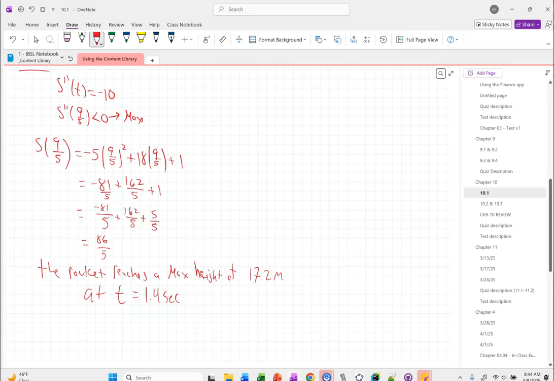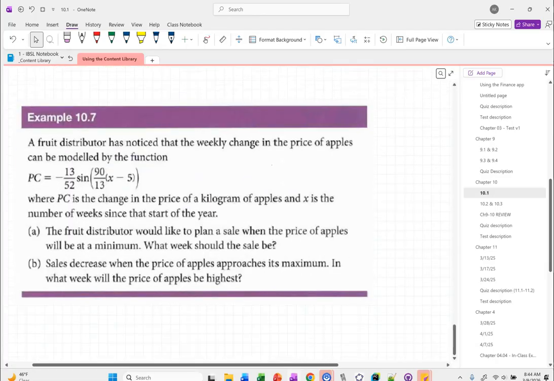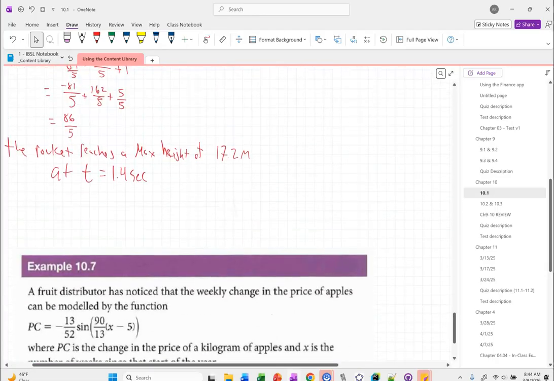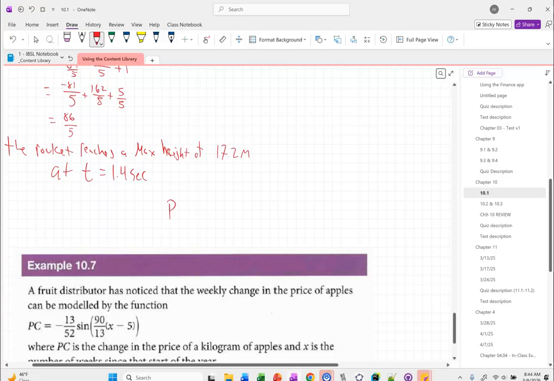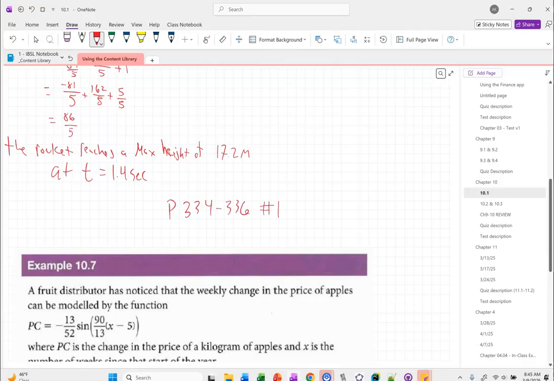So you guys should be able to do, oh boy, that's a long way down. Oh, there's another one still. I'm done with it though. Are you guys over it? Yeah, I think I'm over it too. Pages 334 to 336, numbers 1 through 15.